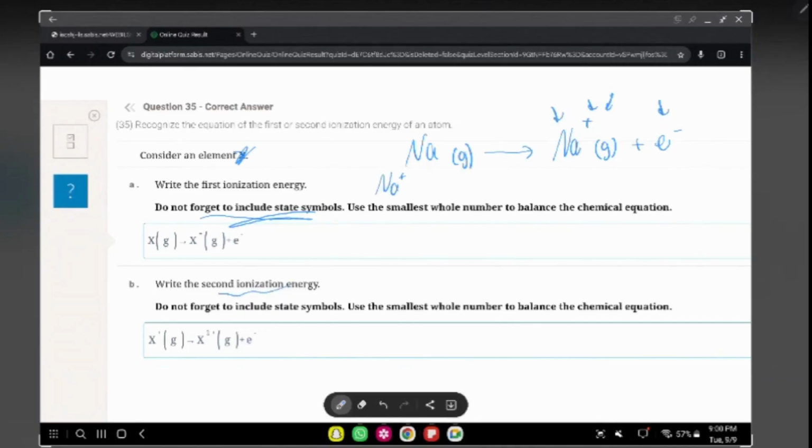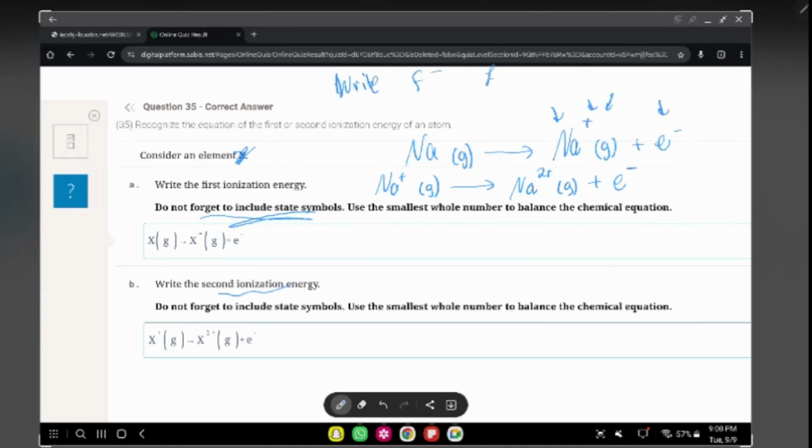Again, Na plus, it starts as a what? It must be a gas. Same thing, you just write your arrow, you lose one more. Instead of plus, it becomes what? 2 plus. And it's what? Gas. And what does it have to release with it to make both sides balanced? Electron.